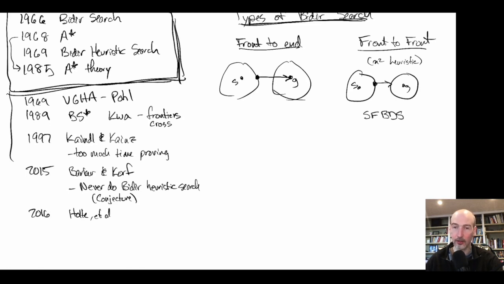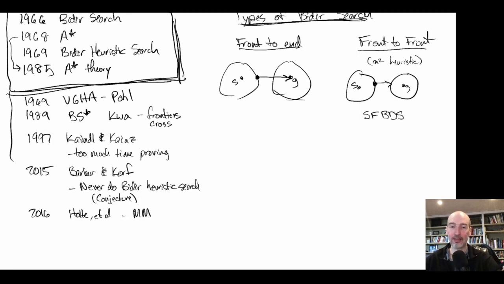And here, there's a new algorithm developed called MM. The idea here is that we could meet in the middle. This is the first algorithm that was actually able to meet in the middle, and that's a guarantee that the two search frontiers won't cross. So that's addressing the problem of BS star.